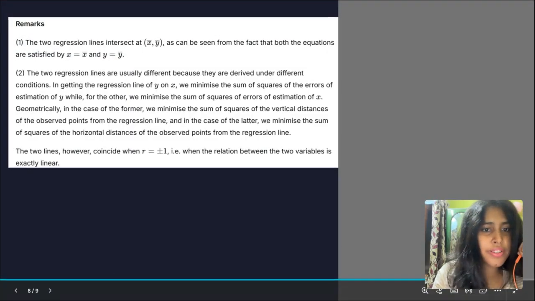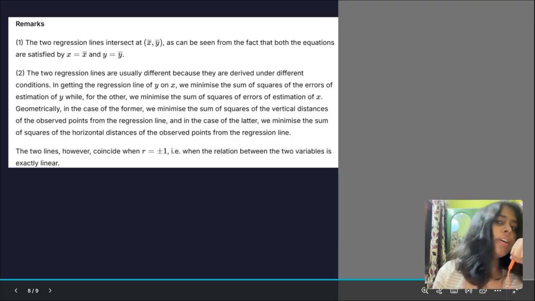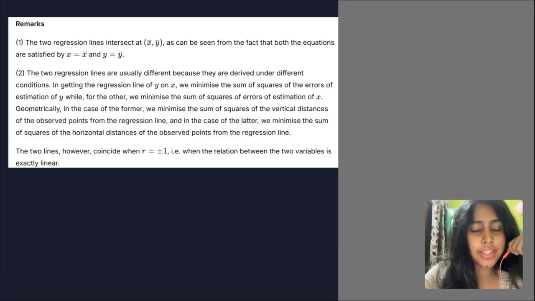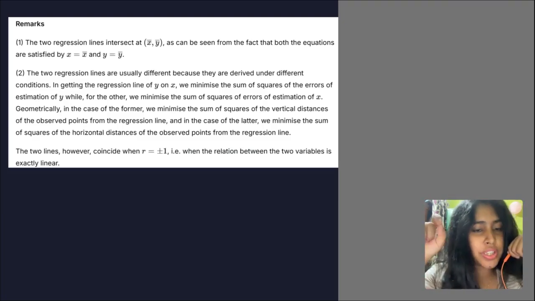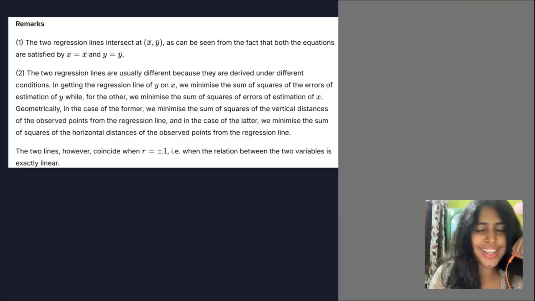Okay, now coming to the remarks. Here are the remarks. What are the remarks? First, the two regression lines intersect at x bar, y bar. See, the key fact is both regression lines, no matter what, will cross each other at the center of your data, which is the point x bar, y bar. So there it is, right? They always meet at the mean.